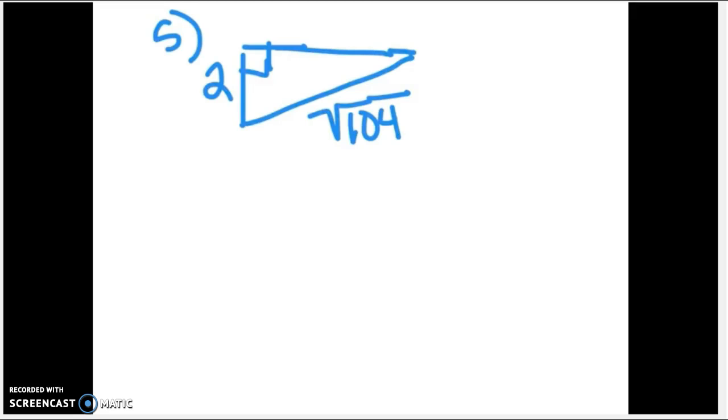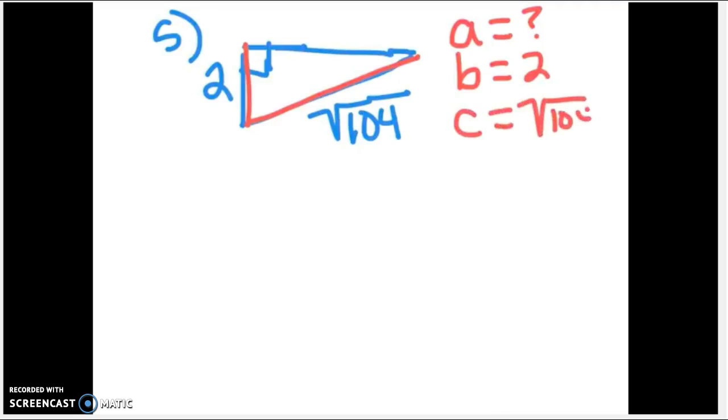Last one. This time with your triangle, the only difference here is they are giving you the side length, which is the same, but the hypotenuse is the square root of 104. It's still going to be set up the same way. So I'm going to write that my a is the question mark, even though it can be a or b. My b is the 2, and my c is the square root of 104. I'm going to leave it as square root of 104 for now because 104 is not a perfect square, and I don't want to write the whole long irrational number.